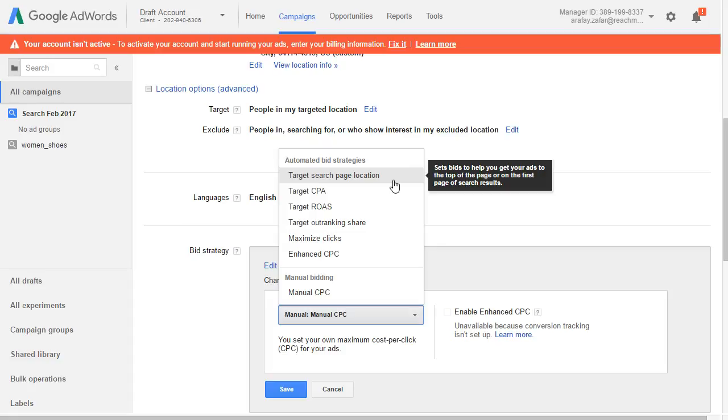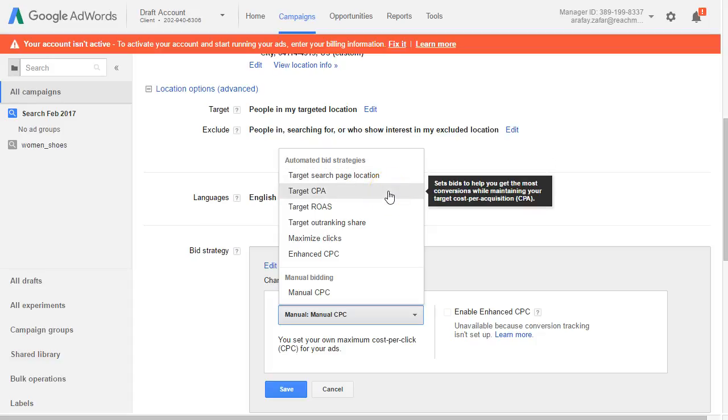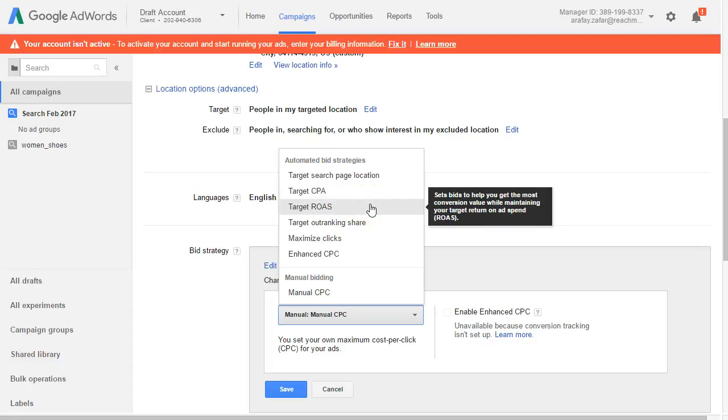Target search page location. So you are going to let Google target a certain position on the page, maybe number 1, number 2, number 3, number 4, and then target CPA is the cost per conversion, cost per acquisition. You tell Google that you want to achieve a certain cost per lead. Let's say, for example, you want to pay not more than $60 per lead or $50 per lead. So Google will ensure that they control your bid such that the cost per lead remains below 50.